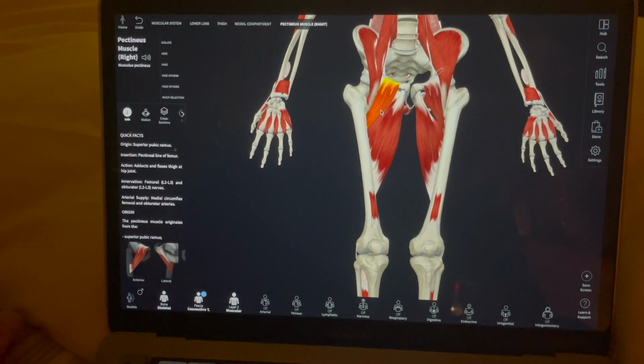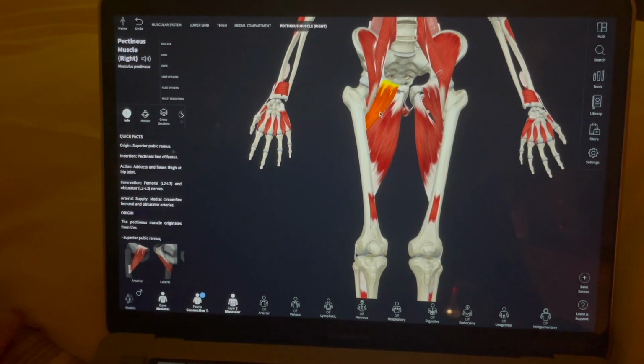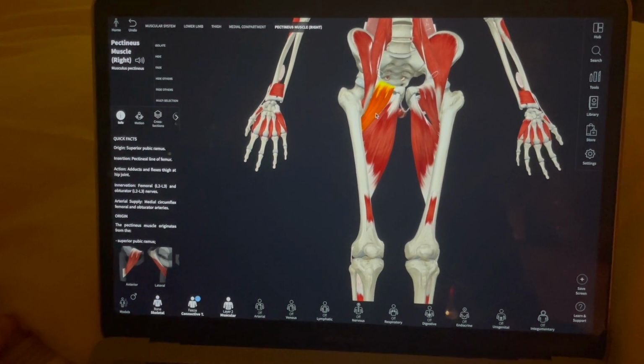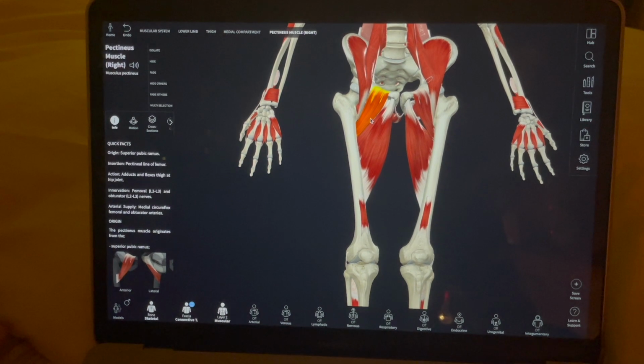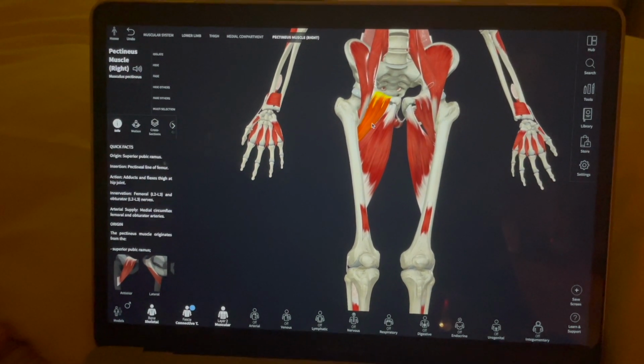We also have the pectineus muscle, which the origin is at the superior pubic ramus, and the insertion is at the pectineal line of the femur, and the action is that it's going to adduct and flex the thigh at the hip joint.